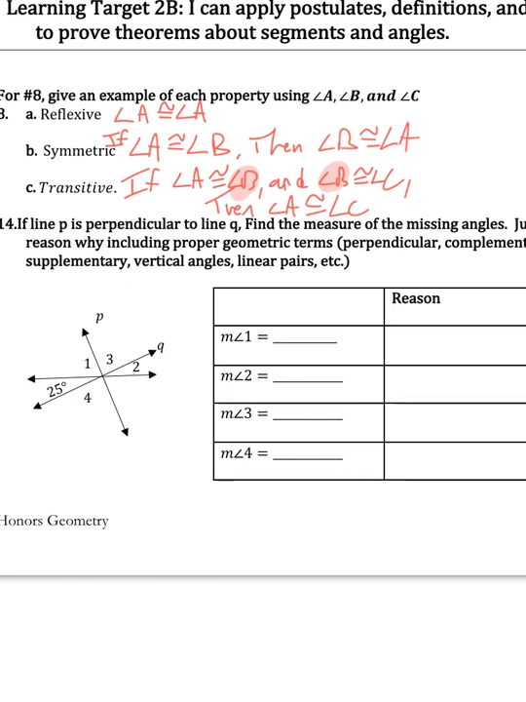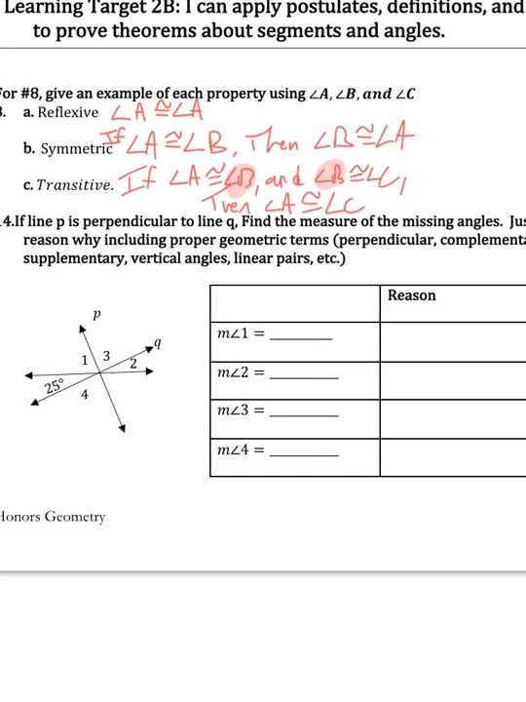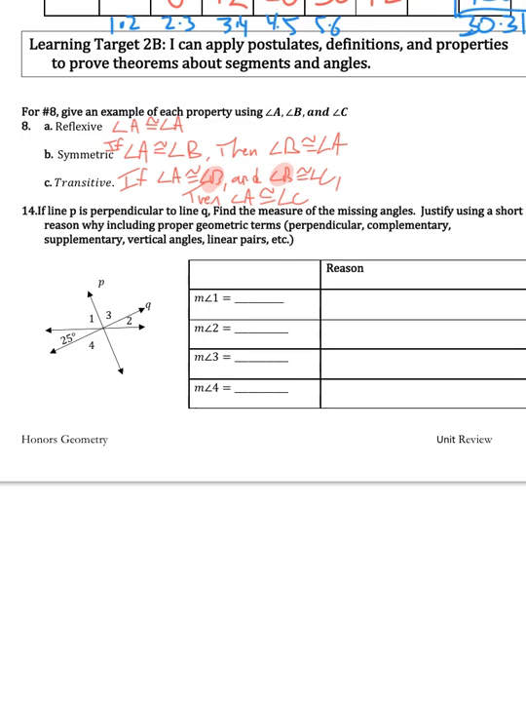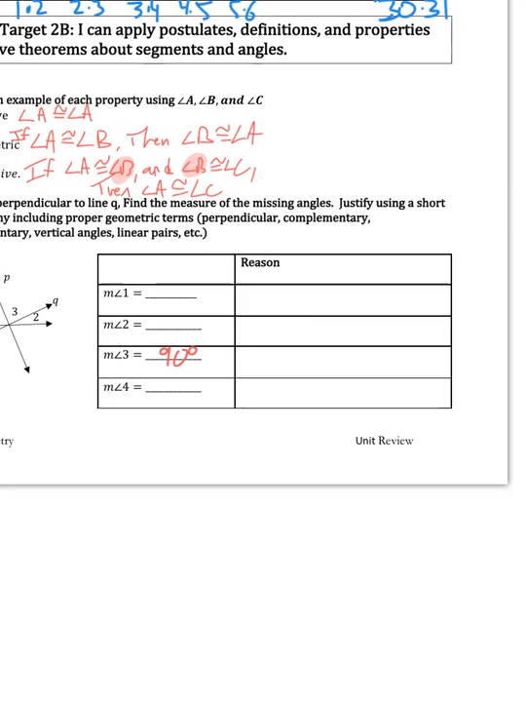Now, here's one. If we know that P is perpendicular to line Q, we want to find the measure of the missing angles. So we're going to justify with a short reason using terms like perpendicular, complementary, supplementary, vertical angles, and so on and so forth. All right? So let's go through these. Well, we know that P and Q are perpendicular. So what's angle 3? We don't have to go in order, right? Angle 3 is 90 degrees. Okay? So perpendicular lines make right angles.